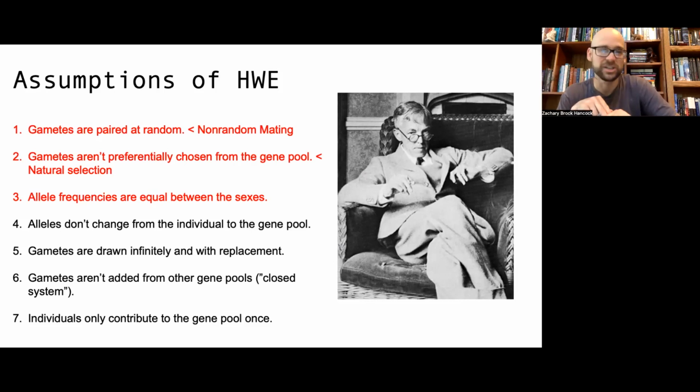Secondly, we found that the violation of the assumption that gametes aren't preferentially chosen from the gene pool is natural selection. Today, we're going to focus on the third and fourth assumptions, the third one being that allele frequencies are equal between the sexes, and the fourth one that alleles don't change from the individual to the gene pool. So before we talk about the main focus of this video, which is the mutational mechanism, let's start with this third assumption that allele frequencies are equal between the sexes, and let's see if this also is a mechanism of evolution like the violations of the previous two assumptions.